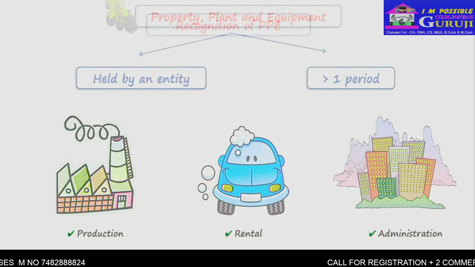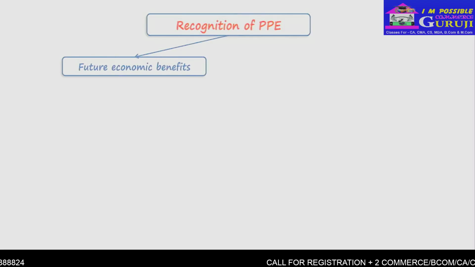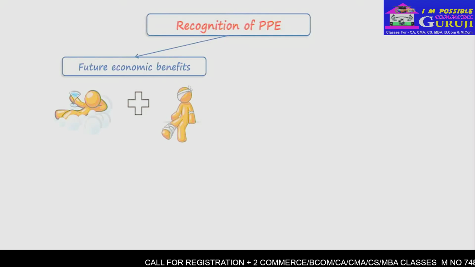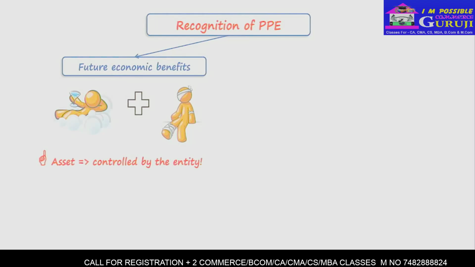In order to recognize the property, plant, and equipment as an asset, both of the following must be fulfilled. First, it must be probable that the future economic benefits associated with the asset will flow to the entity. And it means that the enterprise will receive rewards from the usage of an asset. And on the other hand, it will carry risks associated with the asset, for example, repairs. Here, I'd like to address a very common issue of control. An asset is a resource controlled by the entity. So if you do not control it, you cannot recognize it.